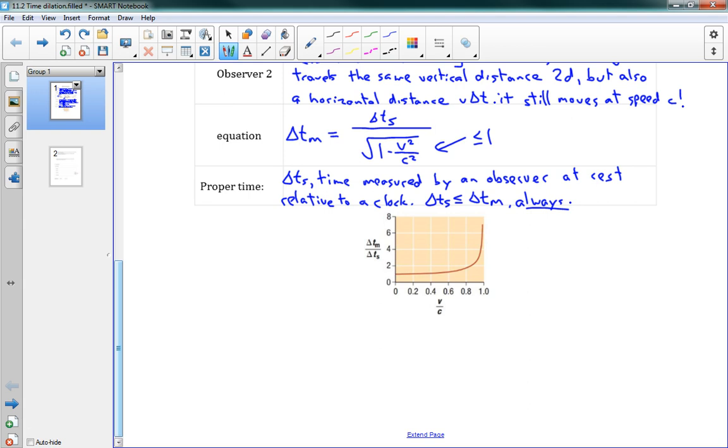You can see that when v over c is 0, so when the clock isn't moving at all, the ratio here is 1. You can see that as the clock is moving faster and faster relative to the second observer, our ratio goes up and up, where it approaches infinity as the clock approaches the speed of light.